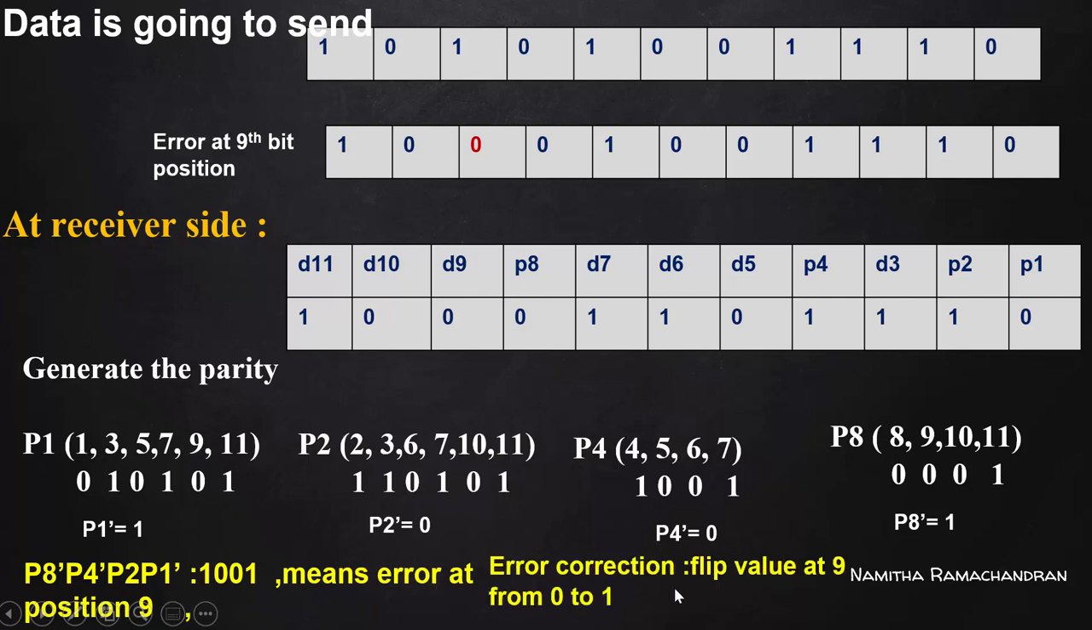So for correction, we need to flip the value present at location 9. Here it contains value 0, so we need to correct it by changing the value from 0 to 1. Okay, so this is the method of error detection and correction using Hamming code. Okay, thank you.